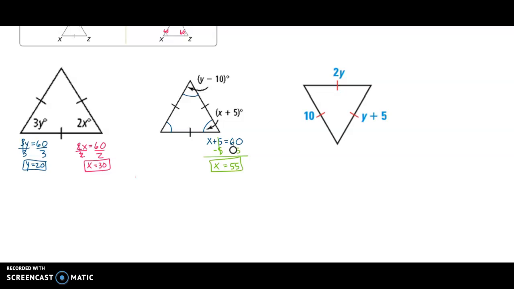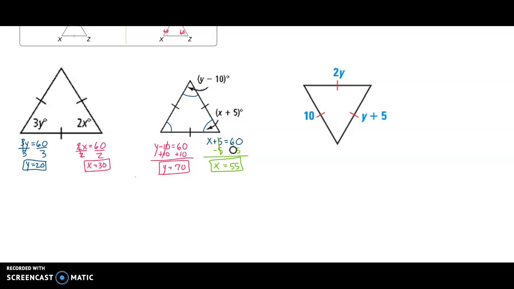And we can do the same process for y. We see y minus 10, and we set it also equal to 60 because we know every angle is 60. The opposite of minus 10 is plus 10. So I add 10 to both sides, giving us that y is 70.